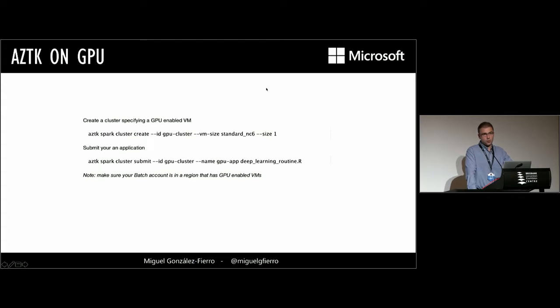And in the case that you want to work with a GPU cluster, what you have to do is AZTK Spark cluster create, and you just need to define the kind of VM that has GPU by default. So in Azure, the GPU VMs are the N series, and then to submit an application, it is exactly the same as you did before. It's AZTK Spark cluster submit.